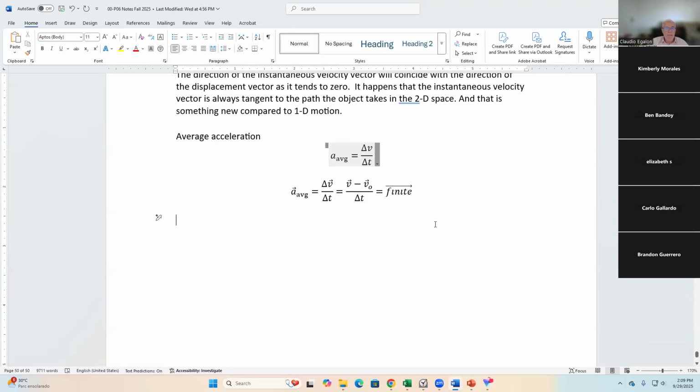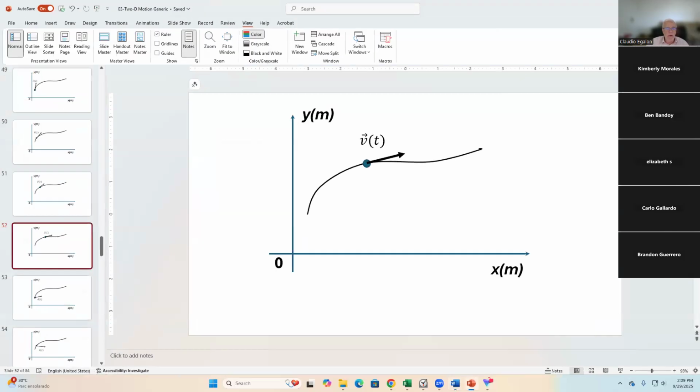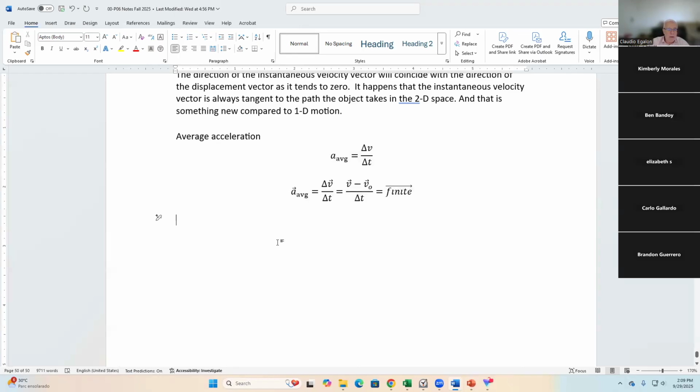Finite. So let's illustrate this average acceleration vector now, right? What you have to know about the average acceleration vector? I'm going to give you the rule of thumb, okay? And then we will be able to sort of prove that, okay? Let's see. Okay.